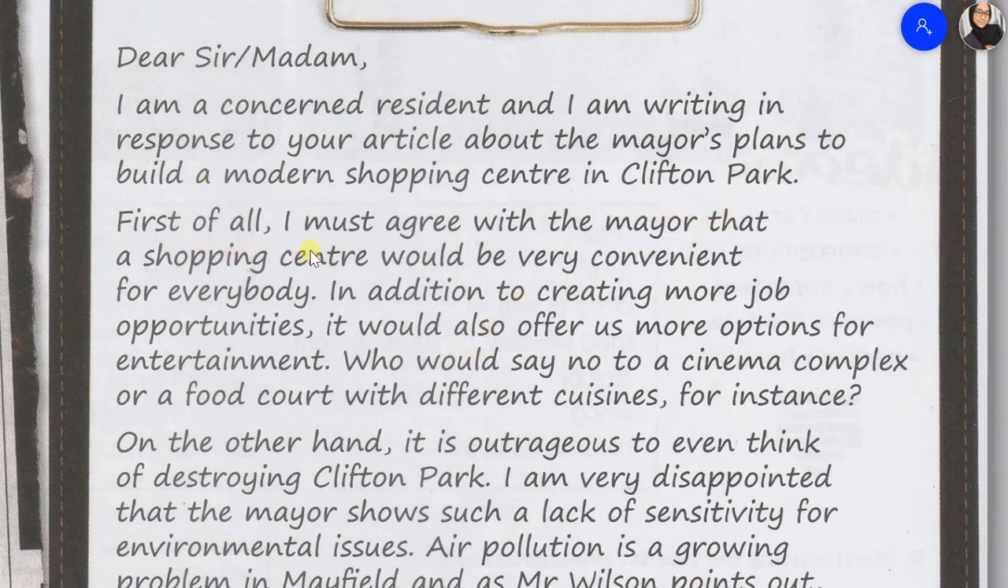First of all, I must agree with the mayor that a shopping centre would be very convenient for everybody. In addition to creating more job opportunities, it would also offer us more options for entertainment. Who would say no to a cinema complex or a food court with different cuisines, for instance?